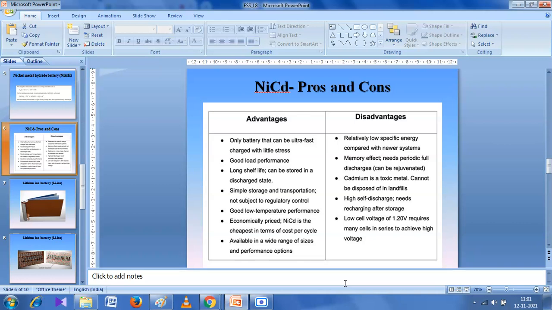And the nickel cadmium battery has a memory effect. The memory effect means, suppose we are charging and discharging a nickel cadmium battery, and we have not fully discharged the battery and we are doing that repeatedly. After some time the battery will not discharge fully, only up to that level. This is the memory effect.